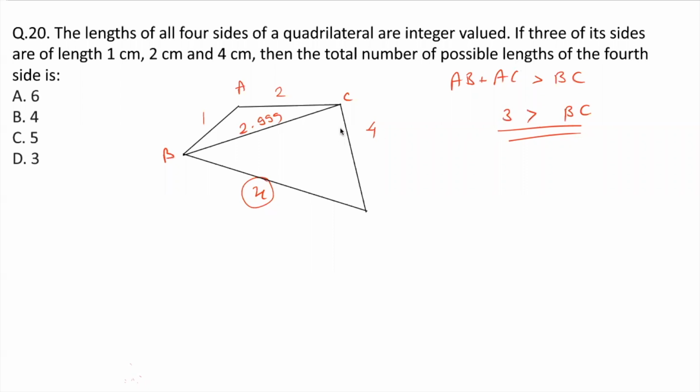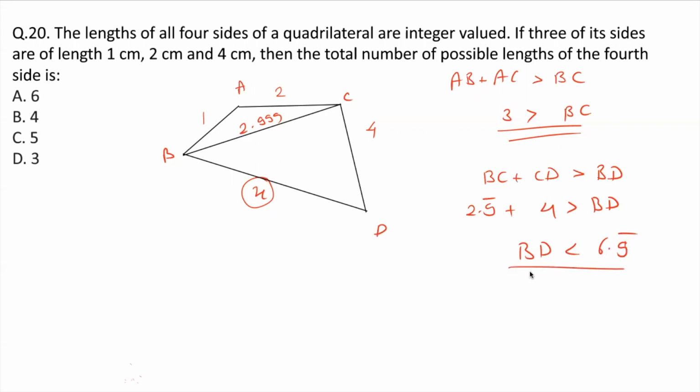Now, again, for the triangle, the sum of two sides is always greater than third side, right? So the sum of two sides, BC and, let's call this point D, CD, for triangle BCD, will be greater than third side BD, right? So BC is 2.99, suppose, and CD is 4, BD is less than that. So BD is definitely less than 6.9, right? That is one possible bound we get for side X. It is less than 6.9.